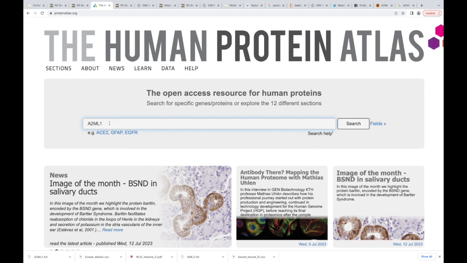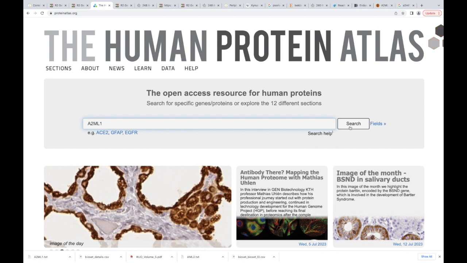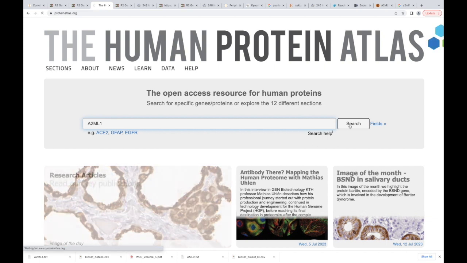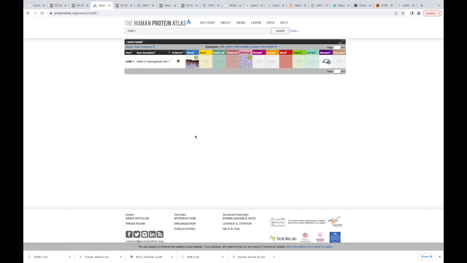Okay, now what I want you to do, let's put in our gene, A2ML1. Hit search. You'll see one gene comes up, macroglobulin. That's what it is. So let's click that gene.